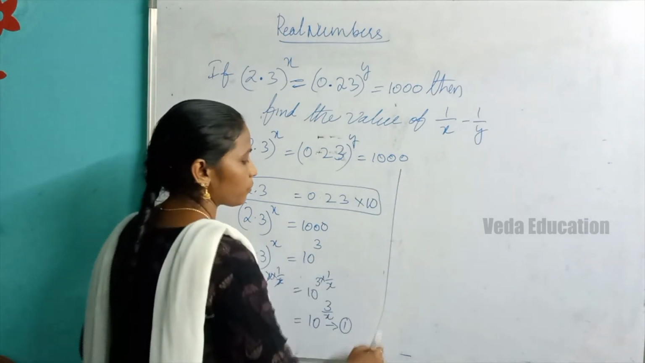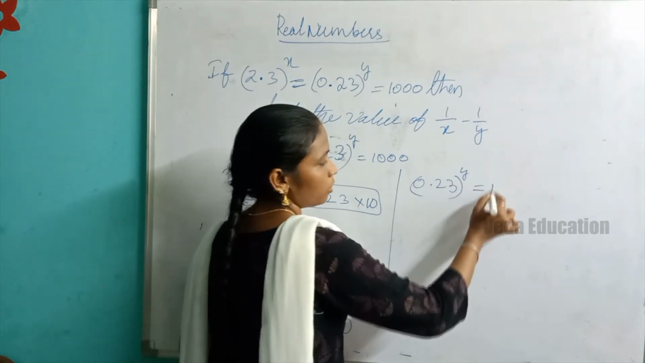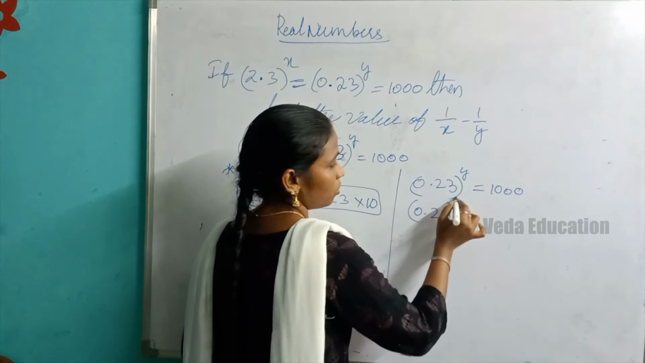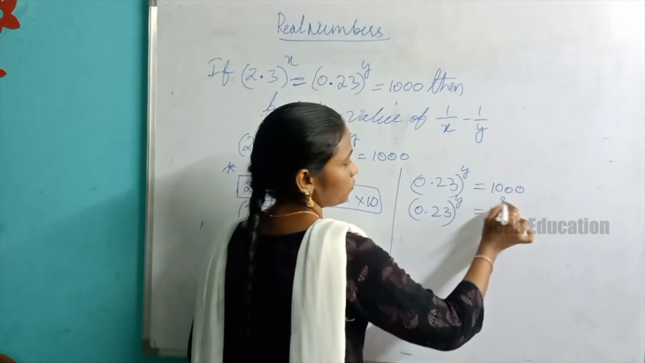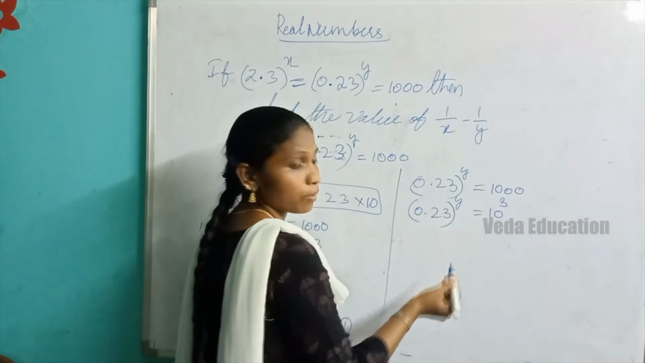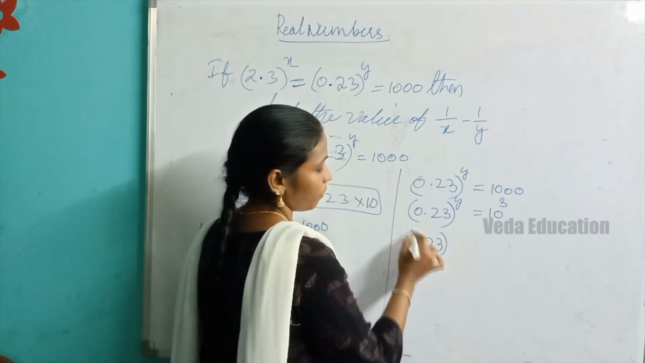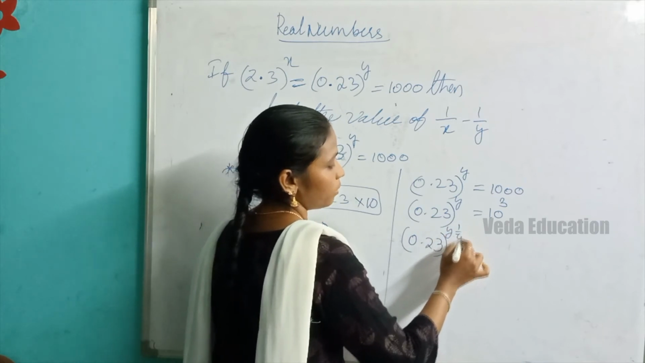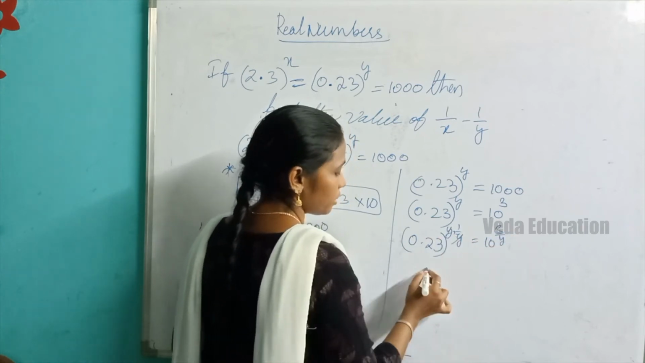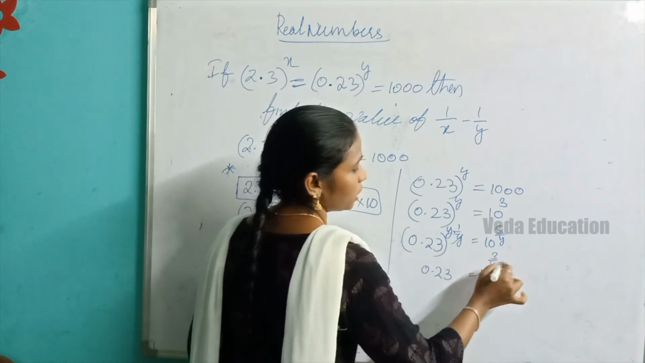and next one, 0.23 whole to the power of y equal to 1000. Now write in exponential form, 0.23 whole to the power of y equal to 10 cube. Okay, now on both sides, which is the power here? Y. So on both sides raise the power 1 by y. 0.23 all to the power of y into 1 by y. In the same way, on the right side you will get 3 by y. Y gets cancelled, and what is left is 0.23 equal to 10 to the power of 3 by y.